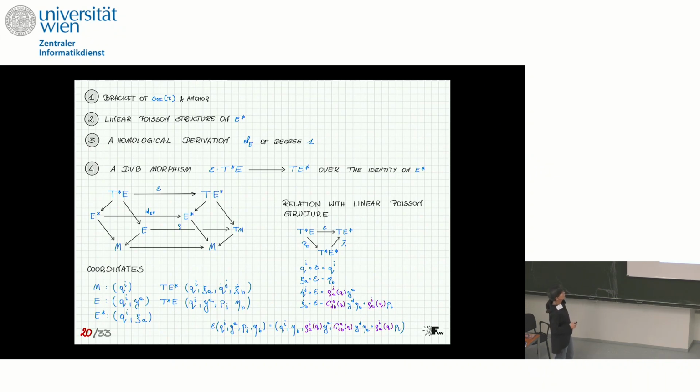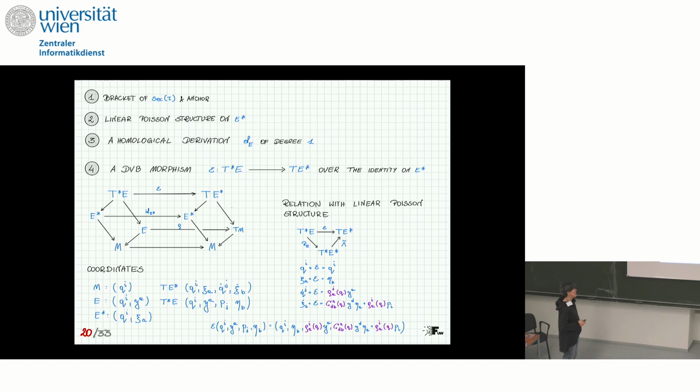So the fourth way to define a Lie algebroid is to look at the proper morphism. And now we are coming to the alpha. A Lie algebroid can be defined as a certain double vector bundle morphism between T star E and T E star. The conditions are that it has to be over the identity of E star. Then the map down there on one of the legs of the double vector bundle is rho.